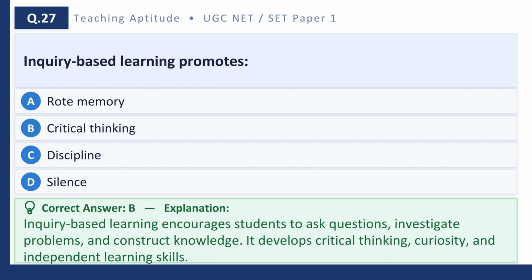Inquiry-based learning is a student-centered approach that focuses on promoting critical thinking. Instead of memorizing facts through rote memory, students are encouraged to ask questions and investigate problems. This process develops their curiosity and independent learning skills, allowing them to construct their own knowledge through active discovery and exploration.